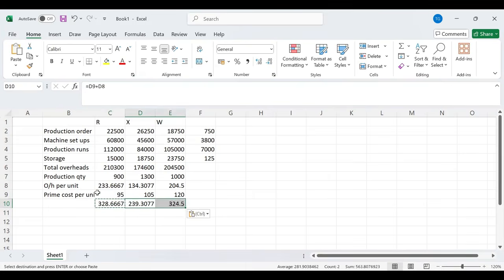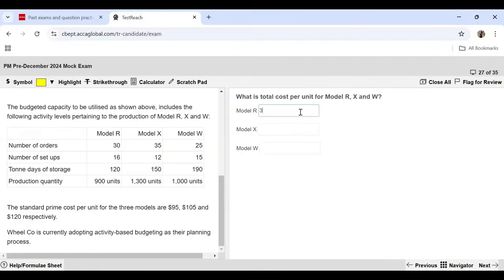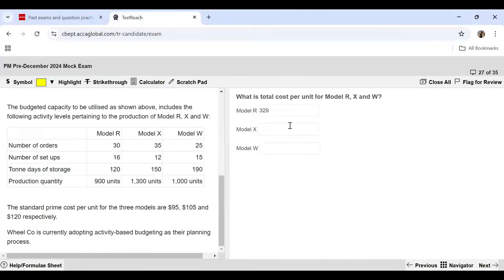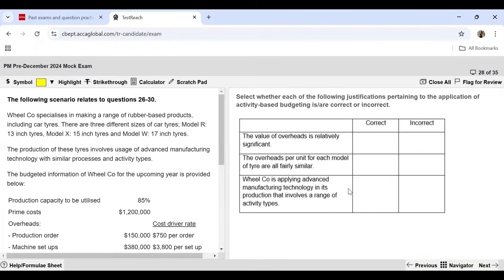For the first one, we can round it off to 329. Second one, we can take it to 239, and the last one can be 325. So this is the total cost per unit for each of the three models. Moving ahead to the next question now.